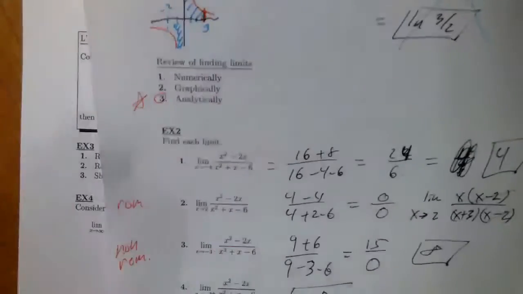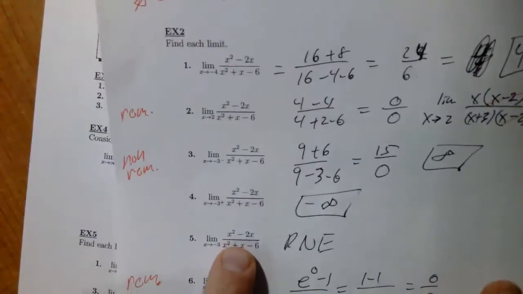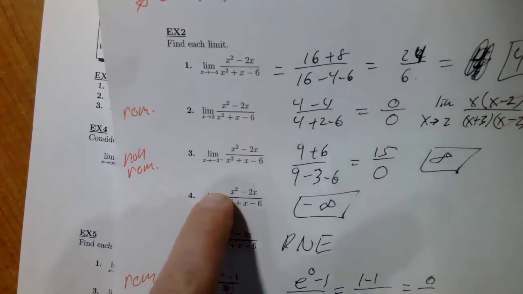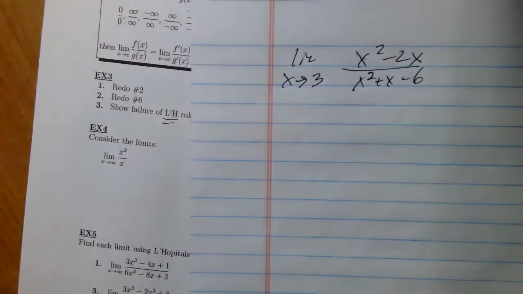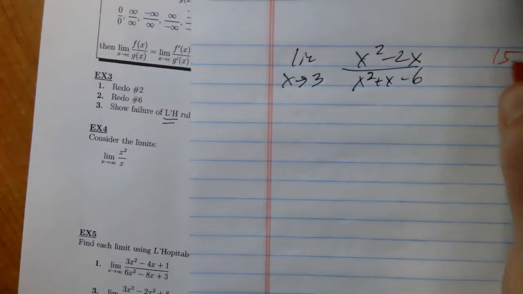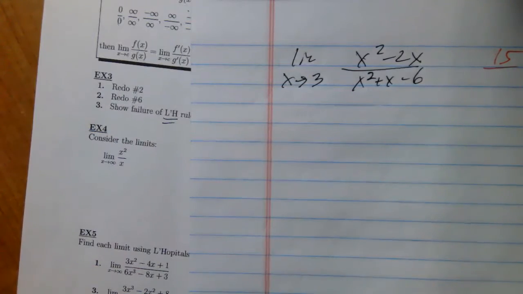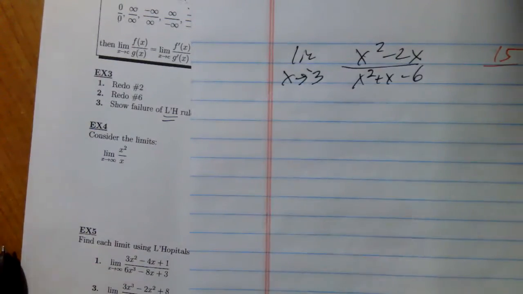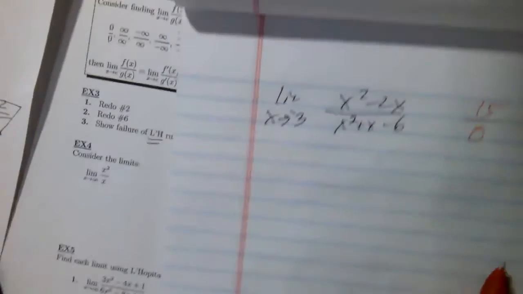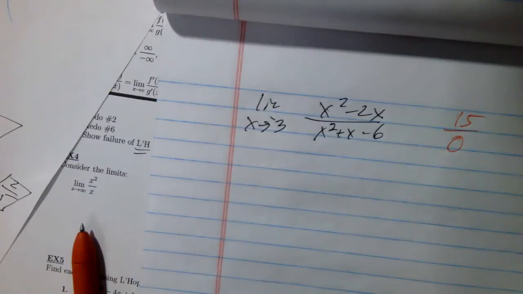Remember, it was the same function, x squared minus 2x over x squared plus x minus 6. But when we directly substituted in, we got 15 over 0, right? Or no, it was negative. Sorry. But anyway, you get 15 over 0. So again, my point here is L'Hopital's rule doesn't apply.